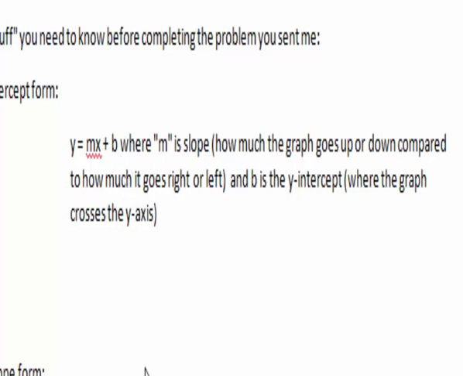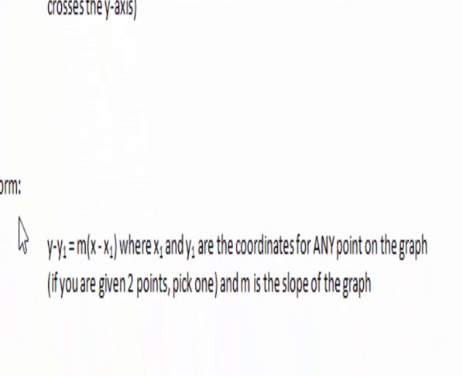You also need to know the point-slope form of the equation of the line, so that you can put the equation in this form and then convert it back over to slope-intercept form. And this is y minus y1 equals m, or slope, times x minus x1, where x1 and y1 are the coordinates of any point on that line. And if you're given 2 points, just pick one of them.